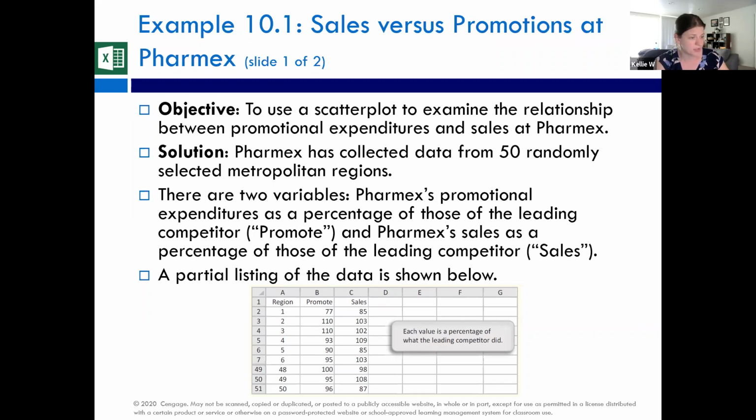So let's look at some promotional expenditures and sales from a pharmaceutical company. They've got 50 regions, metropolitan regions, and two variables. So their promotional expenditures as a percentage of the leading competitor, and their sales as a percentage of the leading competitor. So two indices. Note that those are relative calculations.